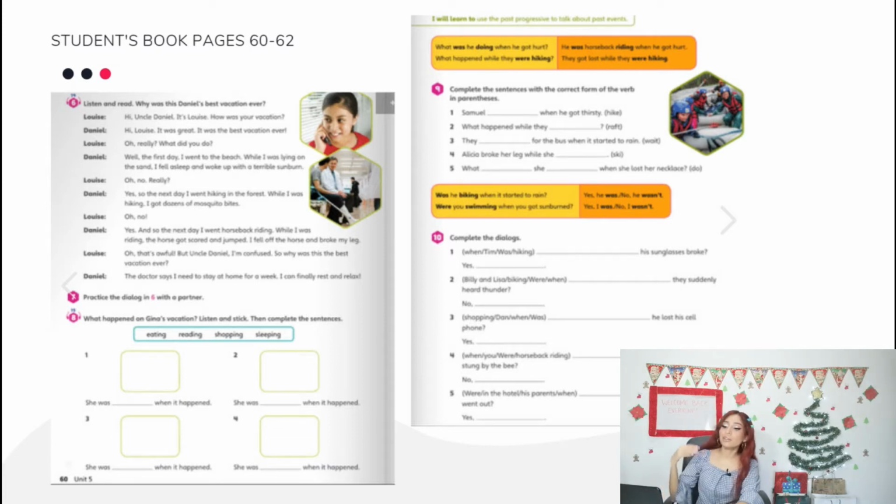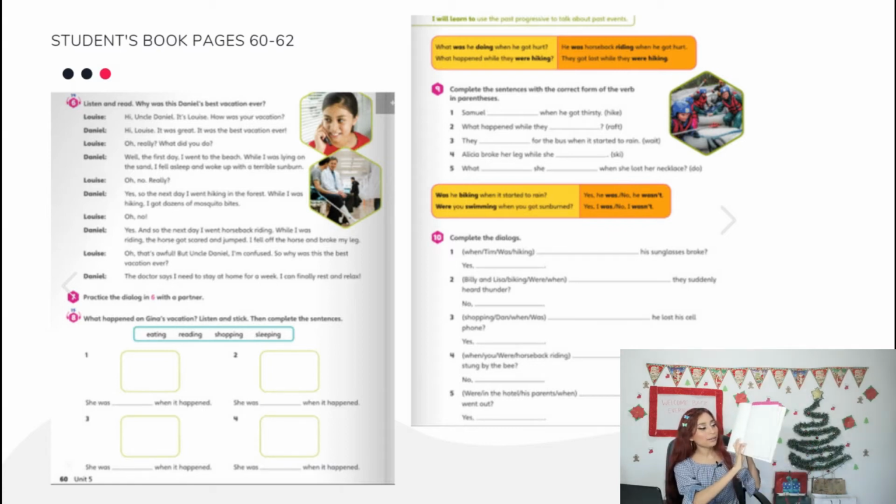Okay, so we're going to skip activity 7 and we're going to go all the way to activity 8, and it says, what happened on Gina's vacation? Listen and stick, then complete the sentences. So as you know, for this activity, you need to take out the stickers that are at the back of the book. This is my book, and then I open it, you know this, and then we have the stickers.